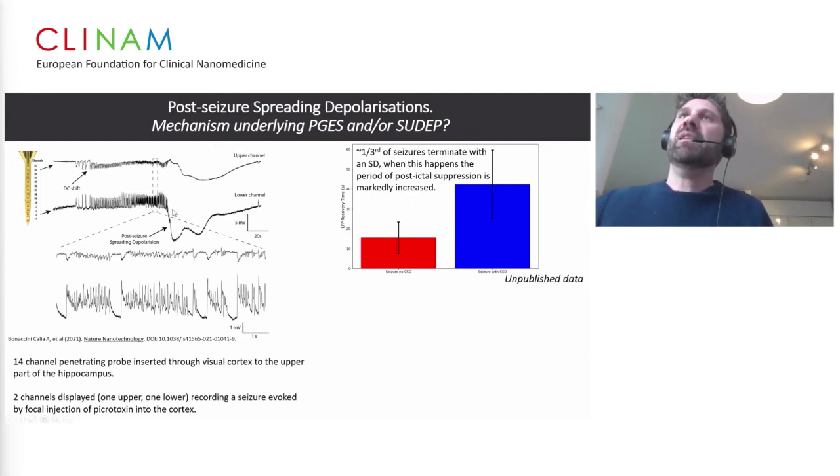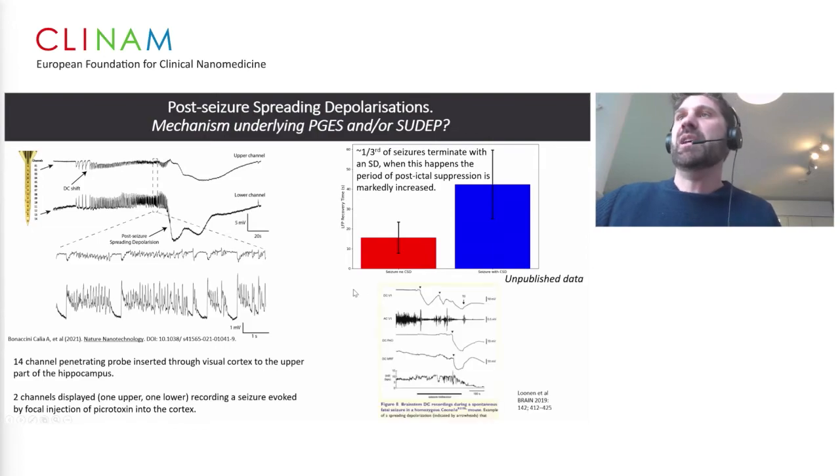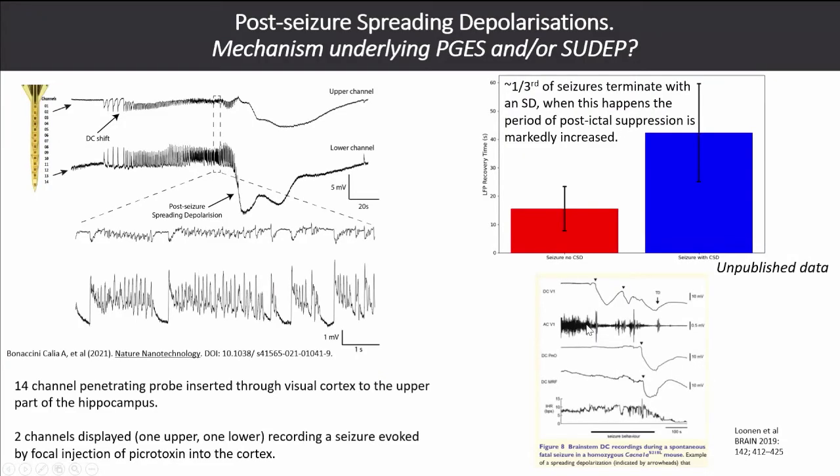And so one of the things that people have shown in animal models that are susceptible to SUDEP is that at the end of a seizure, you may have one of these spreading depolarizations. And in these animals, at least, that spreading depolarization can end up invading the brainstem and closing down areas that are responsible for respiration and breathing. And that's one way in which we think these animals may succumb to SUDEP.